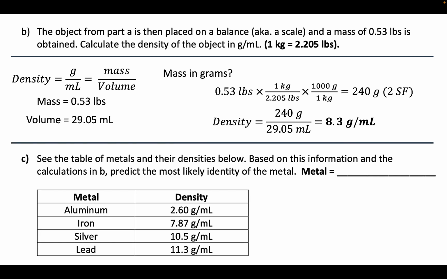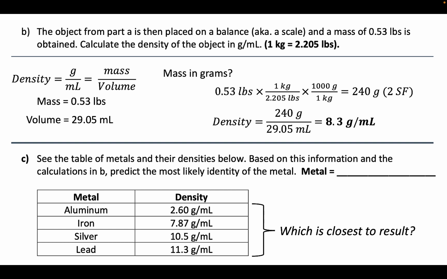Part C says that now that we have a density that we've calculated, let's look at this table and predict the most likely identity of the metal, given that we're confined to the metals that are on this table. And so here, this is kind of like an identification type of problem where we've calculated the density and now we want to predict the most likely identity based on only this information that we're given.